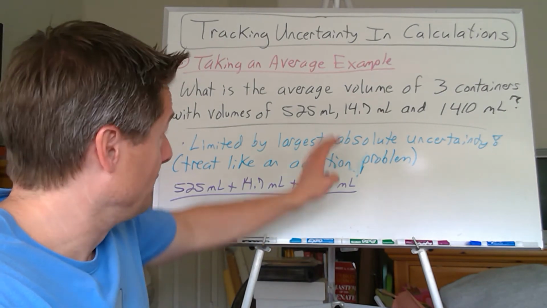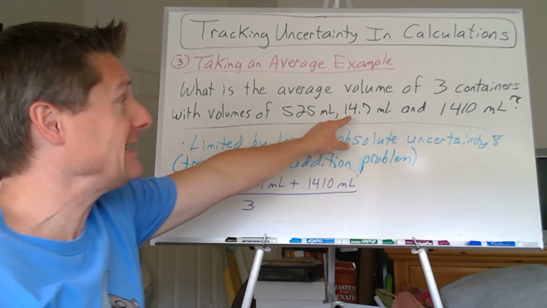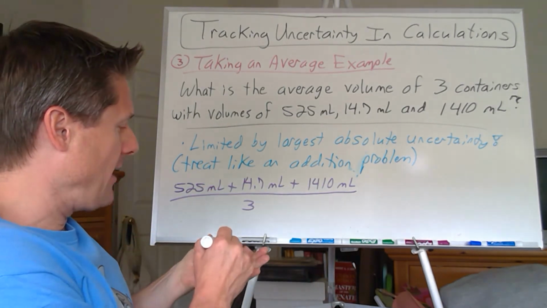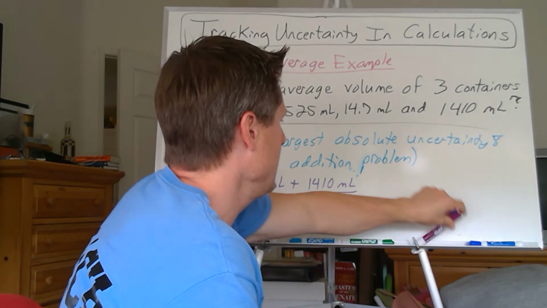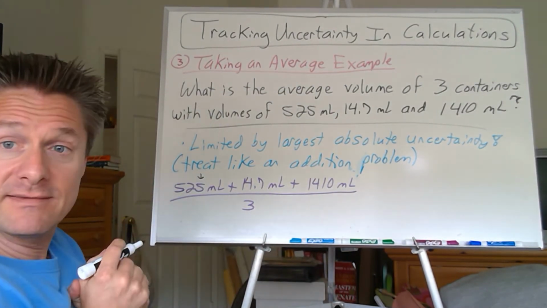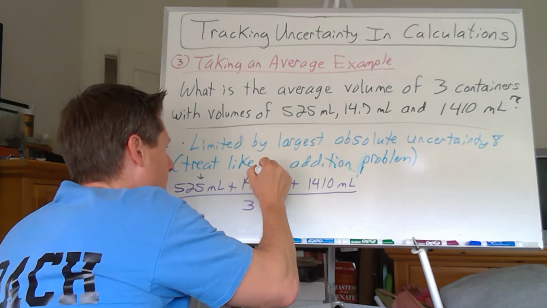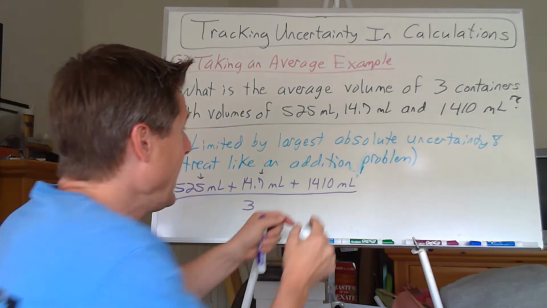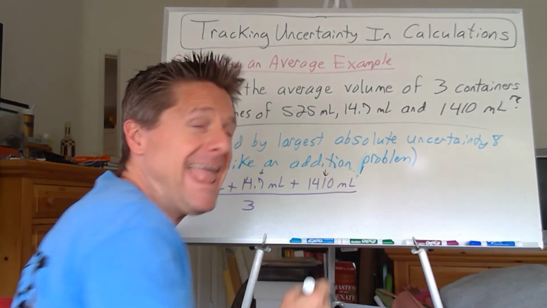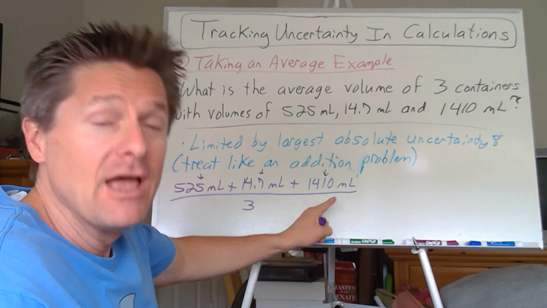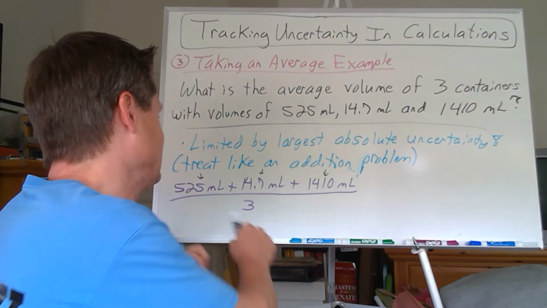Pretty different size containers, right? That's a little tiny one. So let's add these all together. Now, if we do that, we are limited here to the ones place, plus or minus 1. Here we're limited to the tenths place, plus or minus 0.1, looking for the last significant digit. And this one, we're limited to the tens place. So ones place, tenths place, tens place. So we're limited to the tens place.